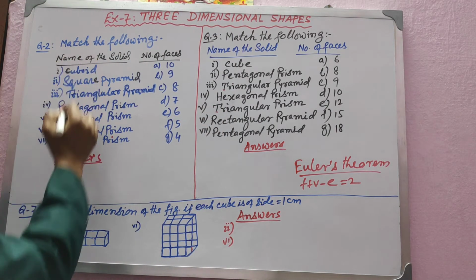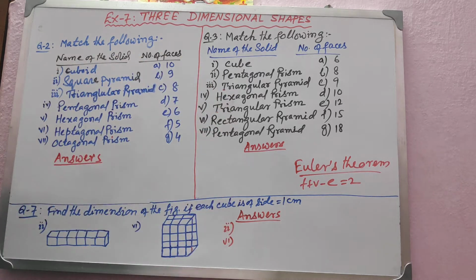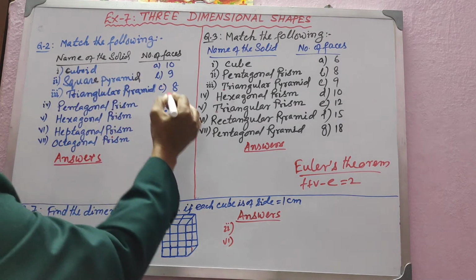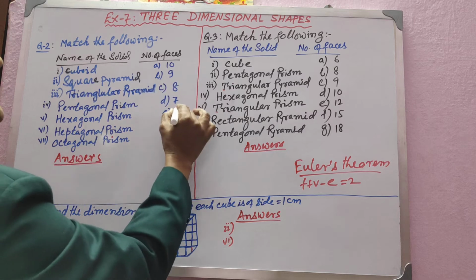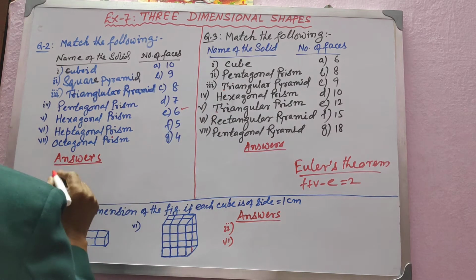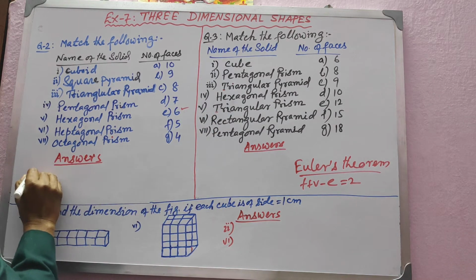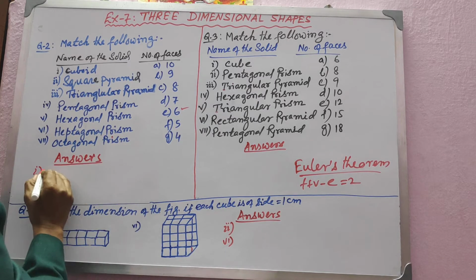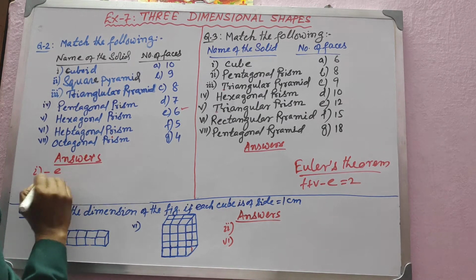So let us talk about question number 2. The names of the solids are given on the left hand side, and the number of faces on the right hand side. You have to match. See, how many faces will a cuboid have? You know the cuboid has 6 faces. So the first one will be matching with E.